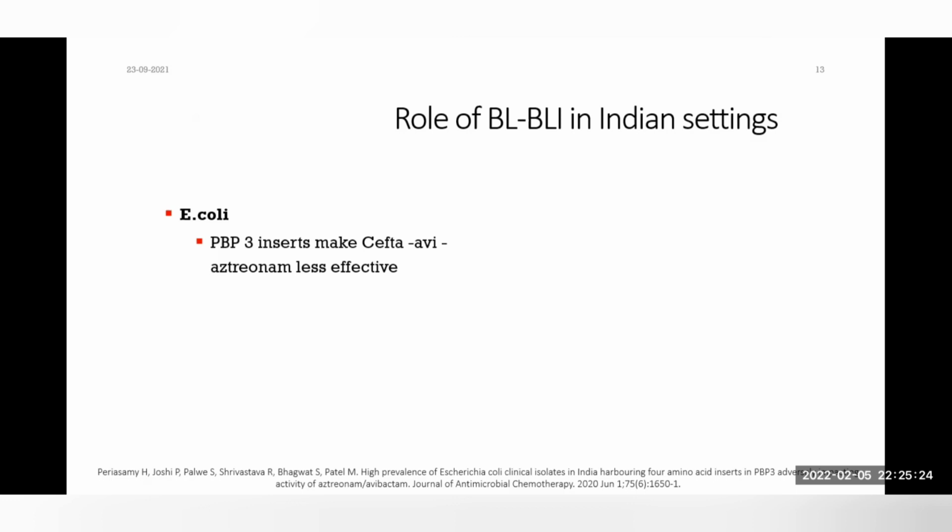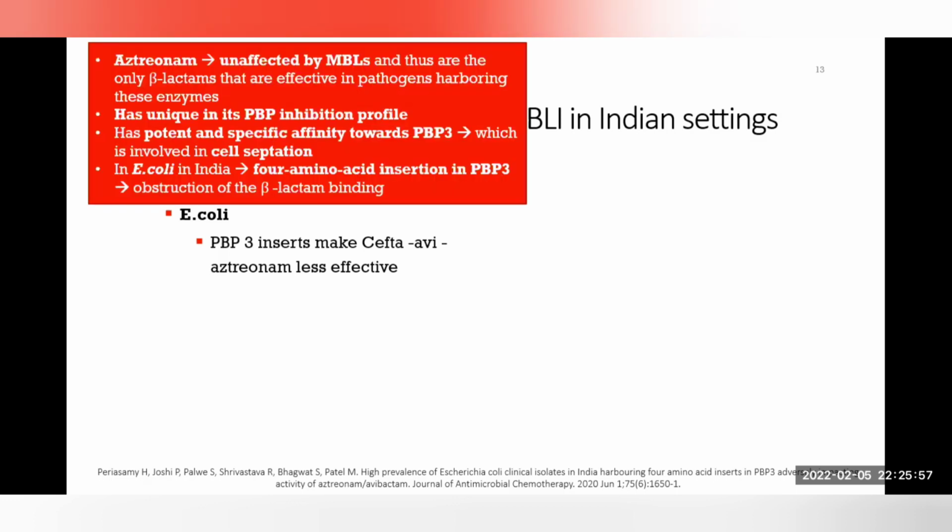So now when you look at E. coli, whenever you are giving treatment of MBL, you can't give ceftazidime-avibactam as I have mentioned before. But aztreonam, as I have shown before, is not hydrolyzed by your MBL. So you can add aztreonam to the ceftazidime-avibactam for use in MBL. But again, one important thing to note here is in E. coli, there is something called PBP3 inserts, which makes ceftazidime-avibactam-aztreonam also less effective.